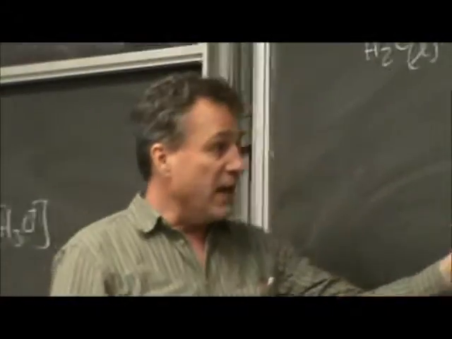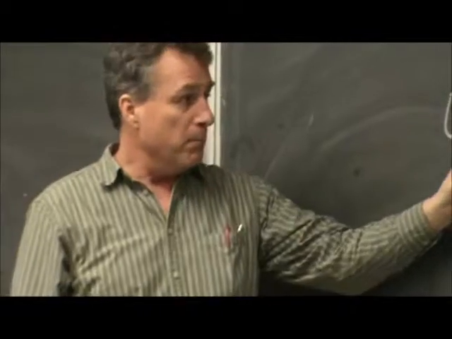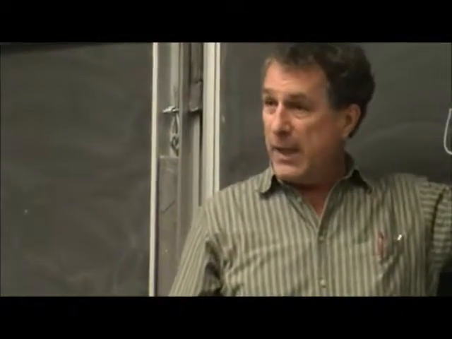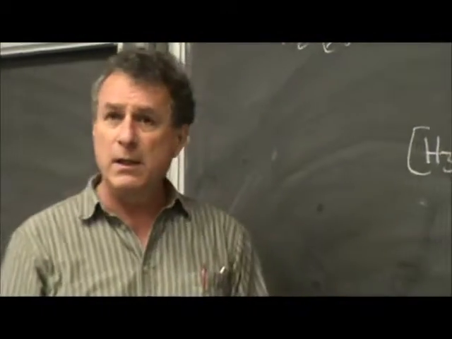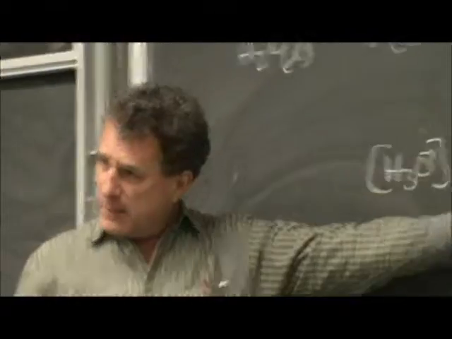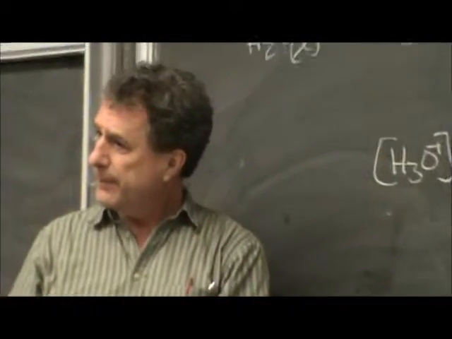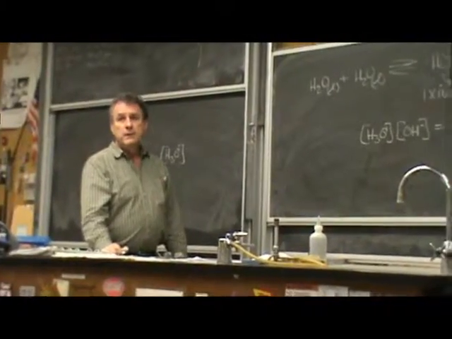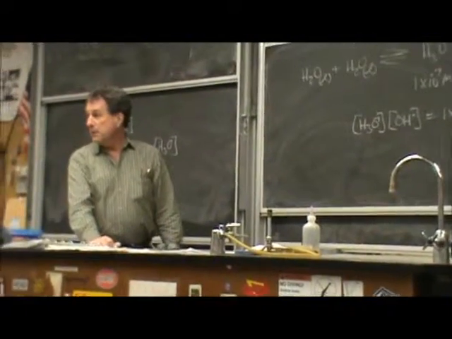So that means that the concentration of the hydronium ion multiplied by the concentration of the hydroxide ion is always 10 to the negative 14. So if one increases, the other decreases, right? Because that's a constant. We okay? How we doing?